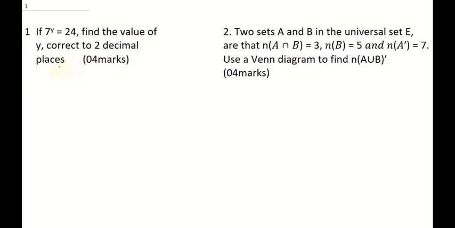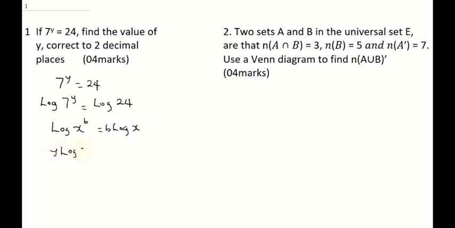to 2 decimal places. Now, for you to solve this, 7 raised to power y is equal to 24. So the best thing you need to do is to take the logarithm of both sides. So I'll do log 7 raised to power y is equal to log of 24. Now, you should know from the rules of logarithm that when you have log x raised to power b, it is the same thing as b log x. Okay? So having known this, it will now be y log 7 is equal to log 24.